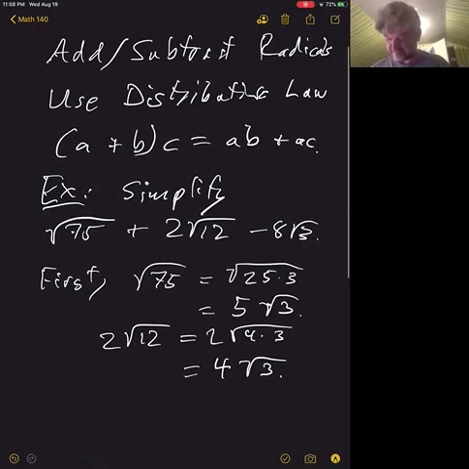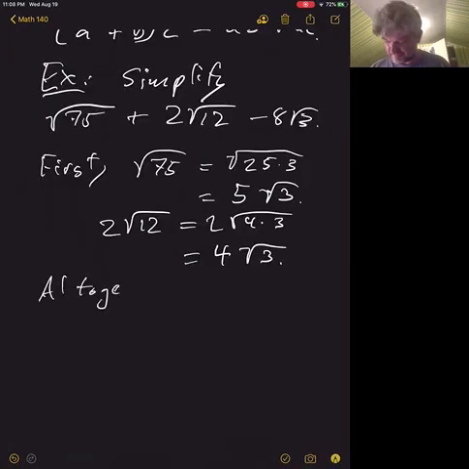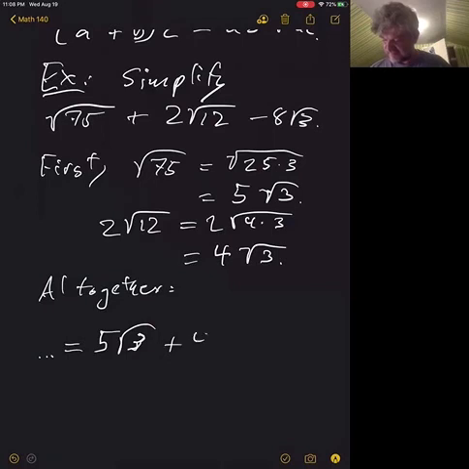All together now. We get 5 times square root 3 plus 4 times square root 3. That's what became of the middle term. Minus 8 times square root 3.